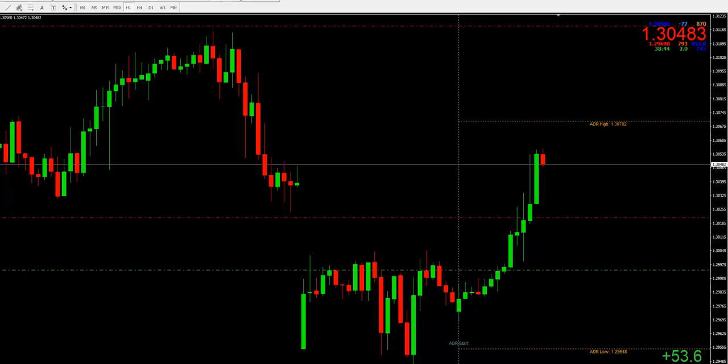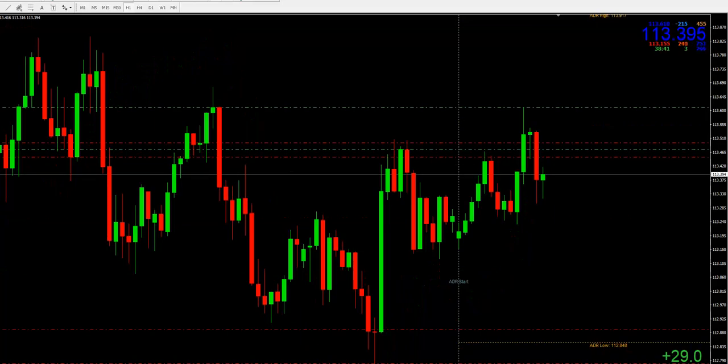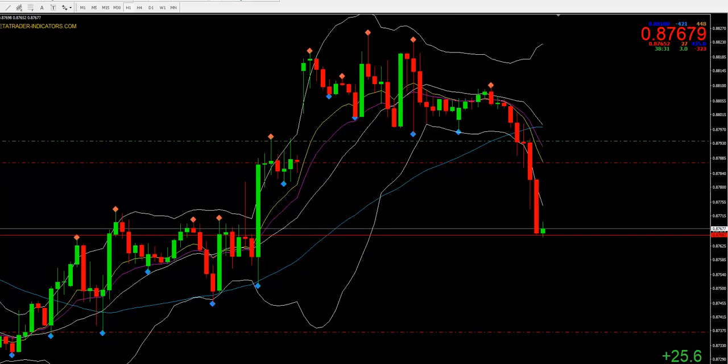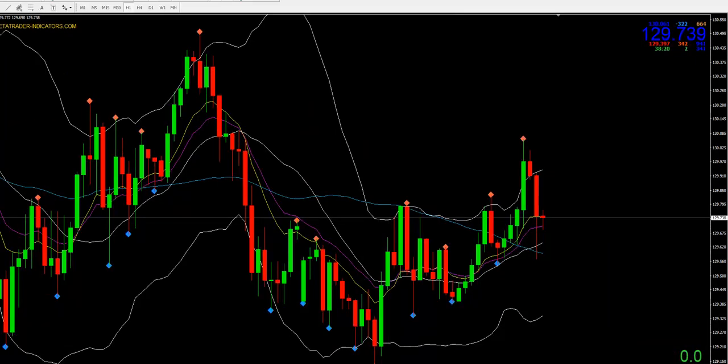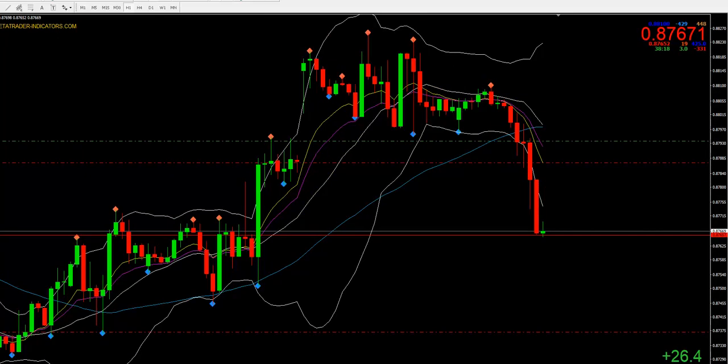This is the pound CHF, and this is CHF JPY, which is currently at 29. And then this is Euro pound, which is at 25 or so. And then we have the Aussie dollar, New Zealand dollar, which is at 67. So those are basically the open trades for today so far, and that's a total of about 174 pips.